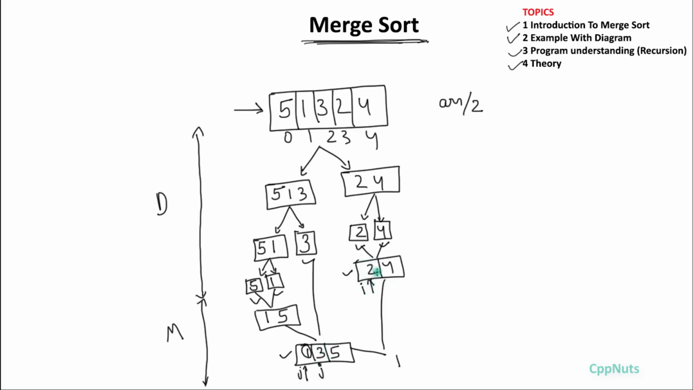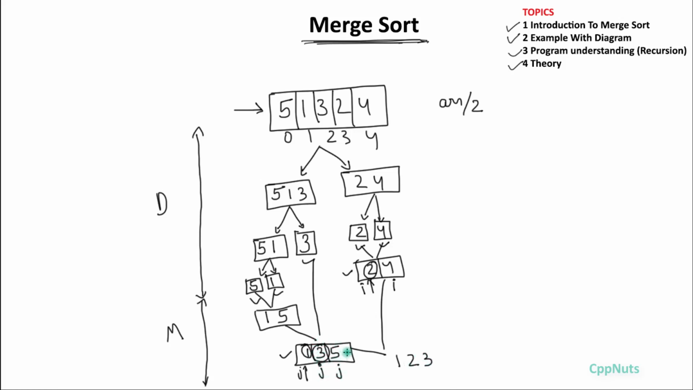Then you will be comparing 2 with 3, which is less, 2 is less, so 2 will come here and this 2 will go, and once it has gone I will get incremented. Now I is pointing to this one and j is still pointed to this one, so you will compare 3 with 4, so which is less? This time 3 is less, so 3 will come here, okay. As this has gone, you will increment the j.